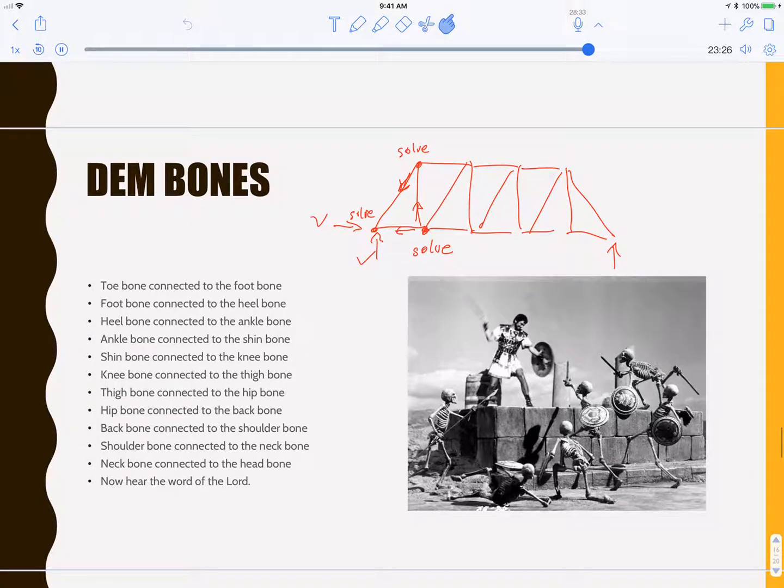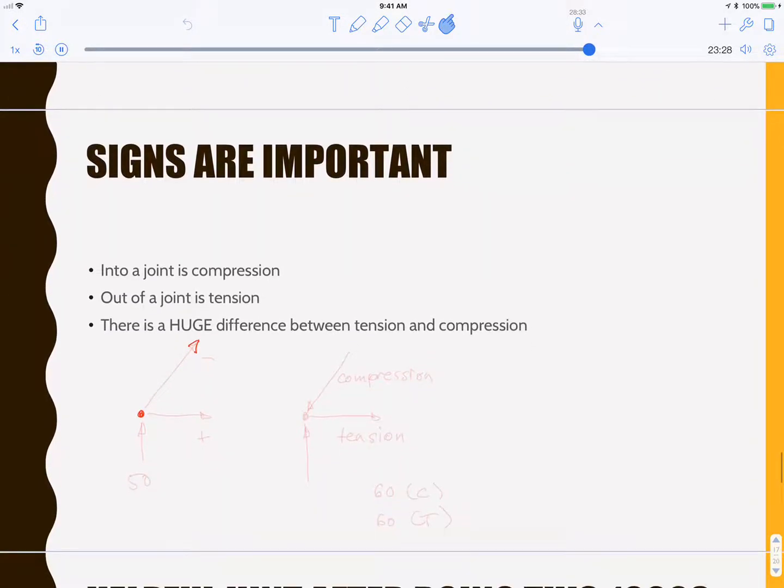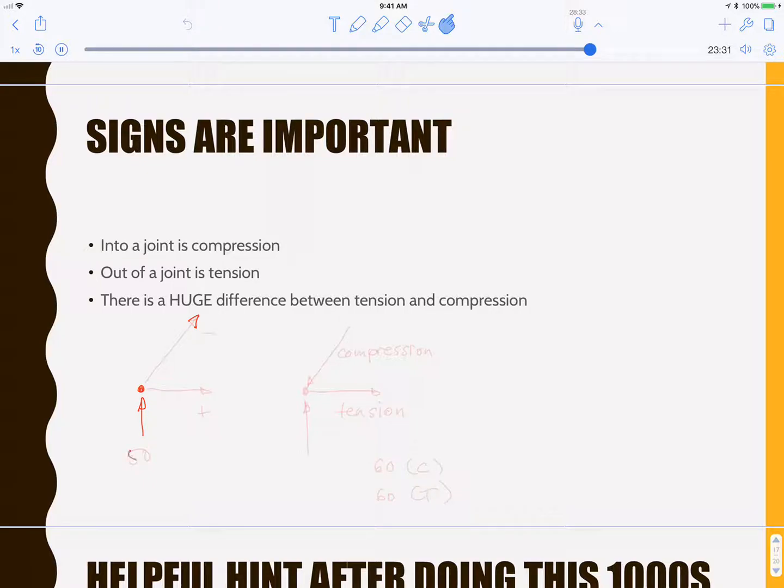When you do this, it's important to keep track of the signs. And what I'm going to recommend, let's say you find that that's 50. And here you just draw, if it's unknown, draw it pulling away or in tension. These forces are pulling away from the joint and they're in tension. And after you solve for it, let's say this comes out negative and that comes out positive, that means the real answers were like this.